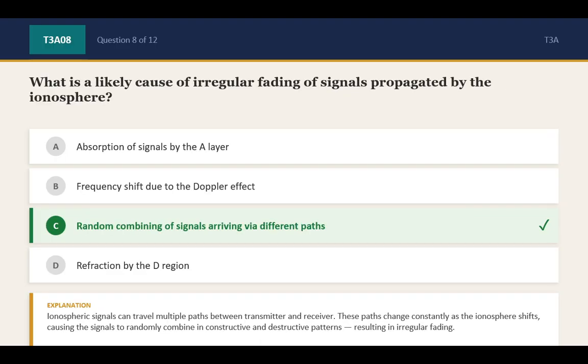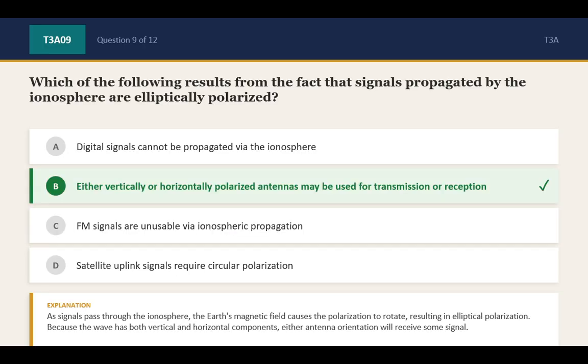What is a likely cause of irregular fading of signals propagated by the ionosphere? C. Random combining of signals arriving via different paths. Ionospheric signals can travel multiple paths between transmitter and receiver. These paths change constantly as the ionosphere shifts, causing the signals to randomly combine in constructive and destructive patterns, resulting in irregular fading. Which of the following results from the fact that signals propagated by the ionosphere are elliptically polarized? B. Either vertically or horizontally polarized antennas may be used for transmission or reception.